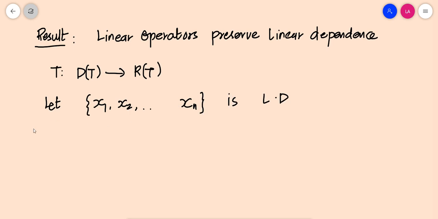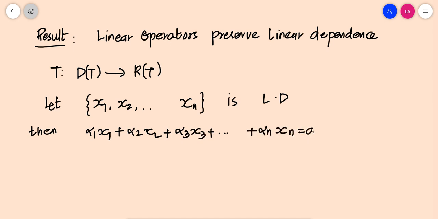Then by definition there exist constants such that alpha 1 x1 plus alpha 2 x2 plus alpha 3 x3 plus etc., alpha n xn is equal to 0, and at least one alpha i is not equal to 0, where i varies from 1 to n. So this is linearly dependent. We have to prove that its image is also linearly dependent.